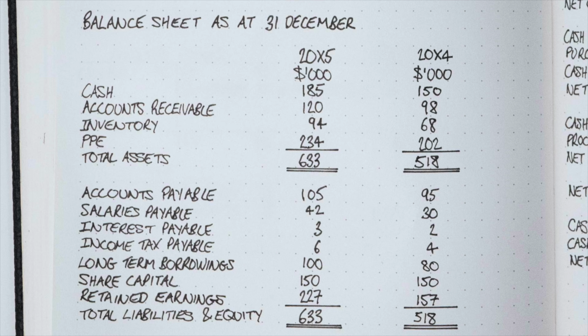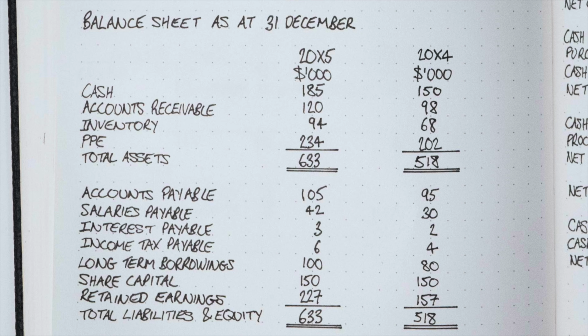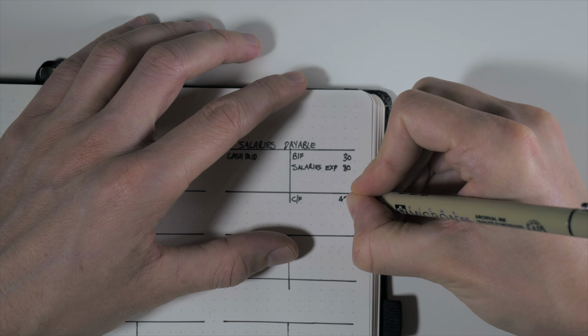The prior year balance sheet shows a closing balance in salaries payable of 30. The current year income statement shows a salaries expense of 80. And the current year balance sheet shows a closing balance in salaries payable of 42. Let's write these down in the T account and work out cash paid to employees.